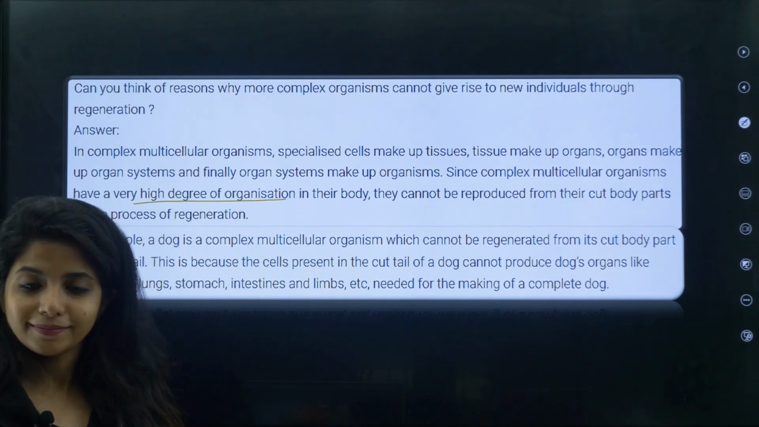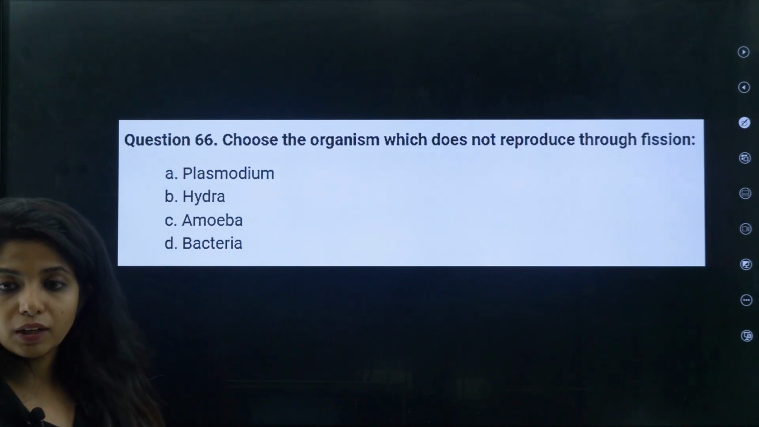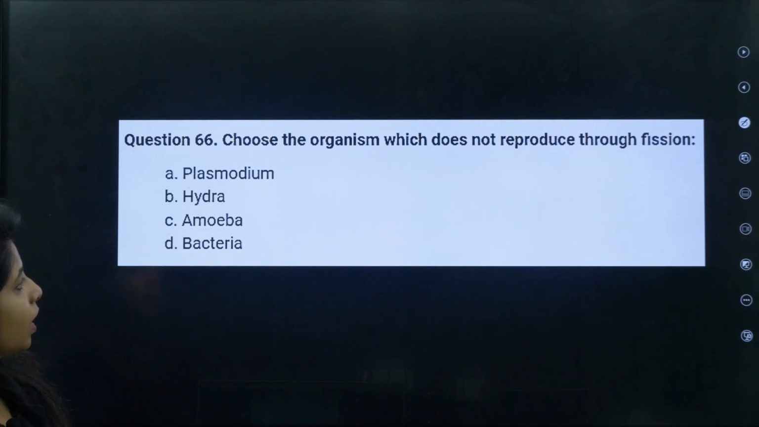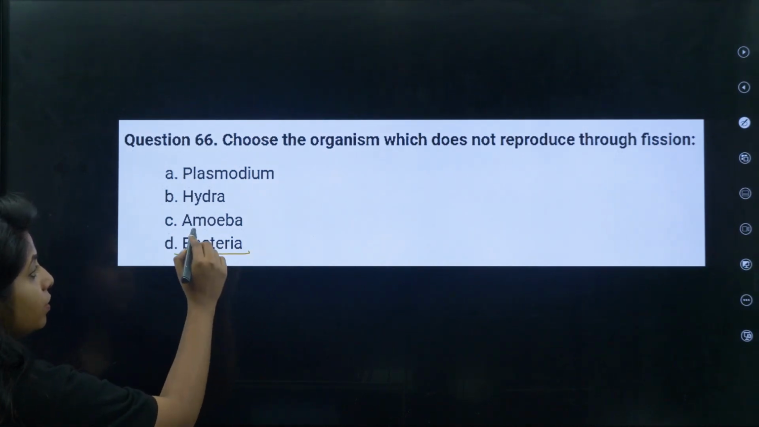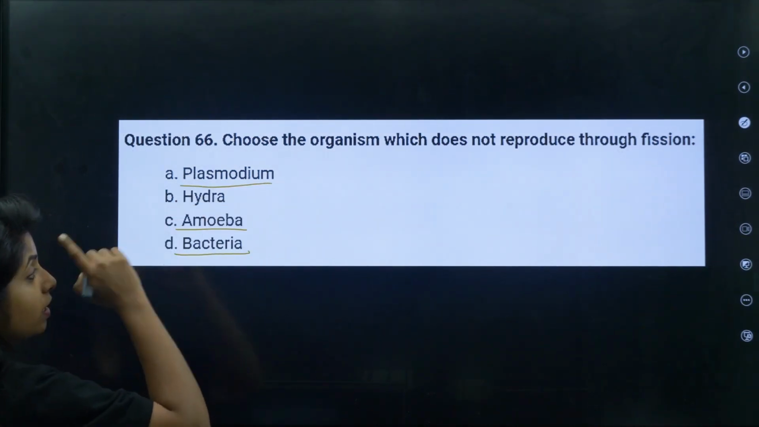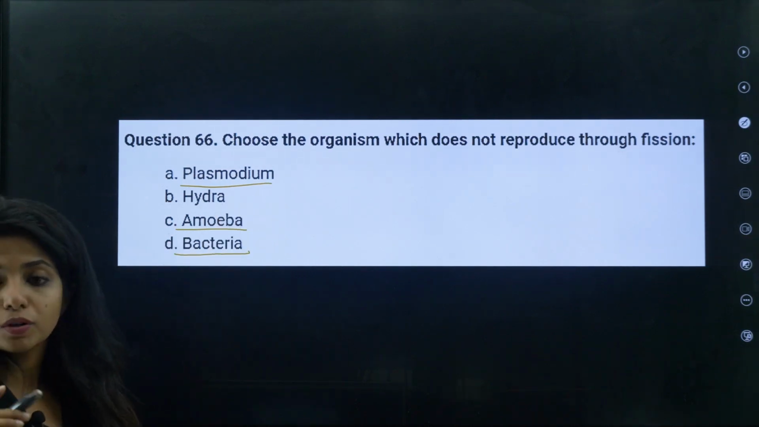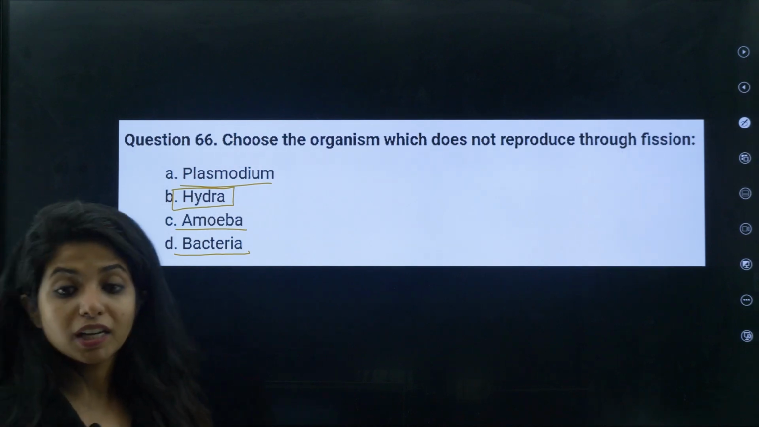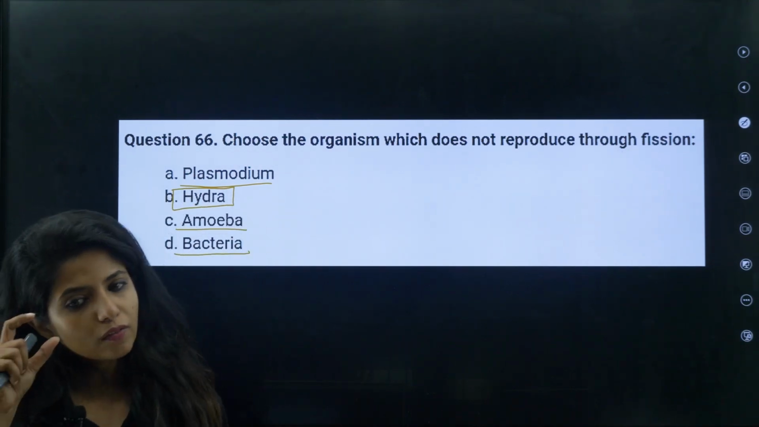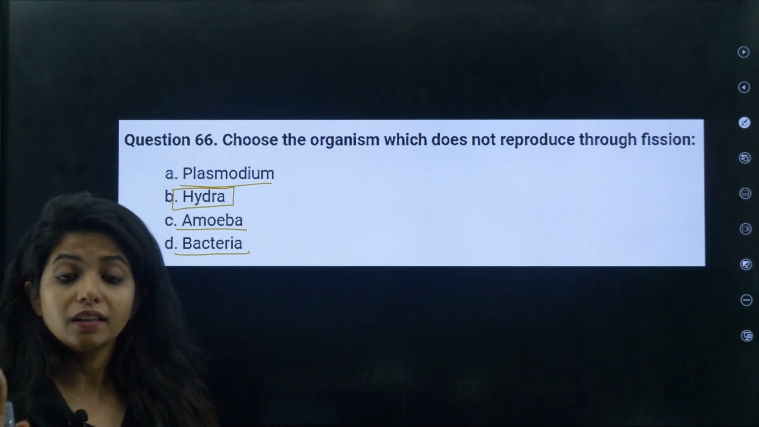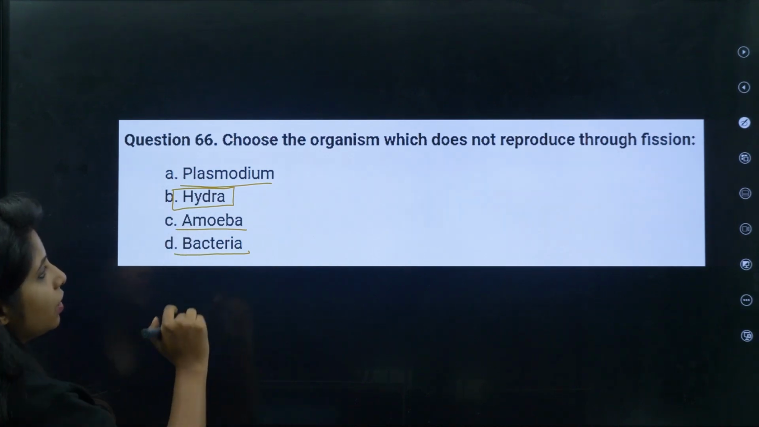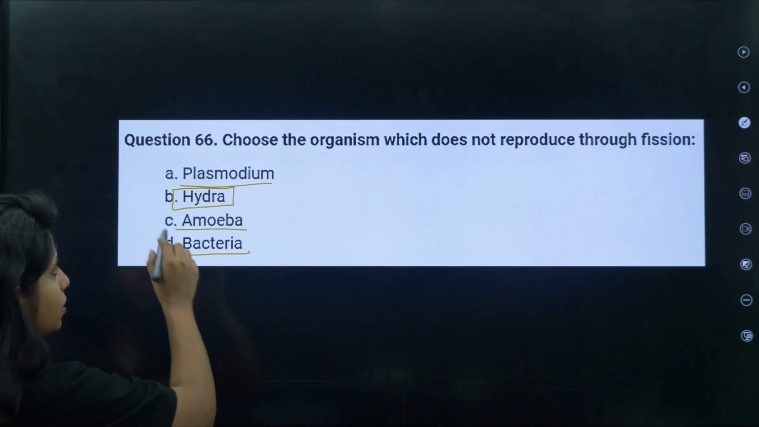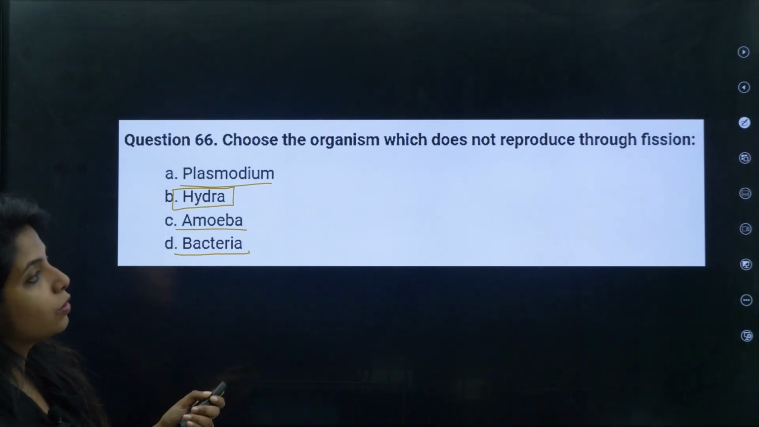Now choose the organism which does not reproduce through fission. Is it Plasmodium, Hydra, amoeba, or bacteria? The amoeba example we saw, the bacteria example we saw, Plasmodium we saw. All of them basically do fission because they are very simple. Hydra becomes a complicated organism. It's a very complex organism which comes under the Animalia category. Even though they are small, they come under the Animalia category. They are multicellular, so they are not going to reproduce by fission. Fission is for purely unicellular organisms. So this is the correct answer, the one that does not reproduce through fission.